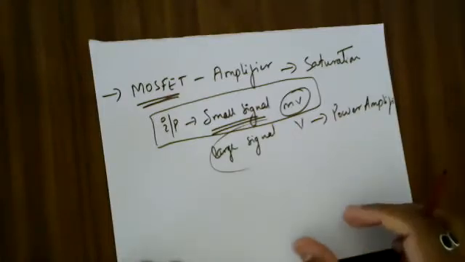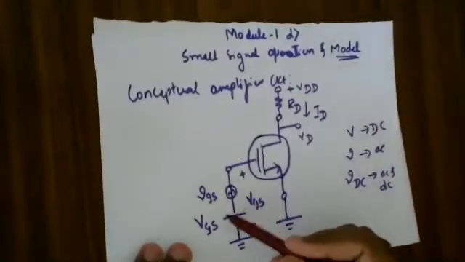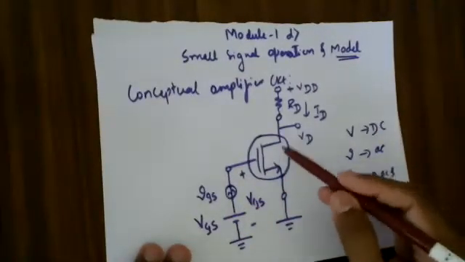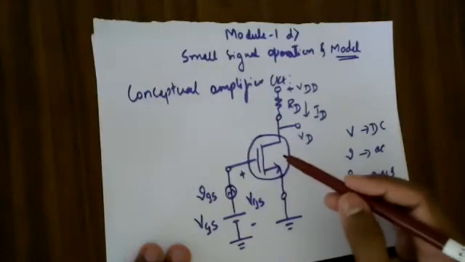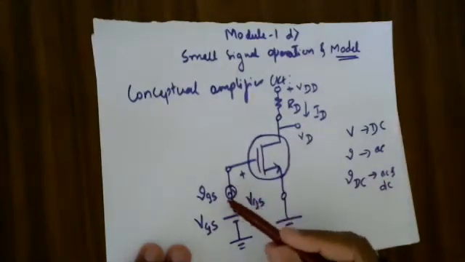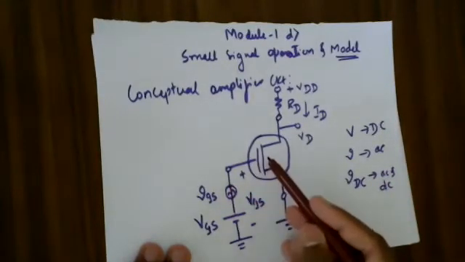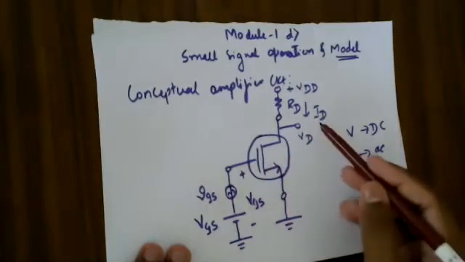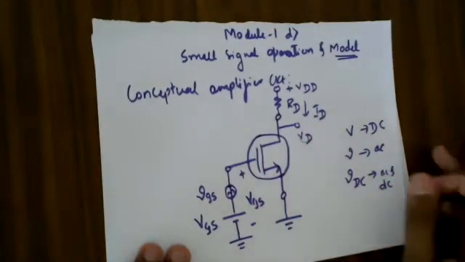as we know, we have biased our MOSFET with the help of this DC source, and I have set one operating point. And this is my input signal which I have applied to my MOSFET so that I can get an amplified output on this drain terminal.